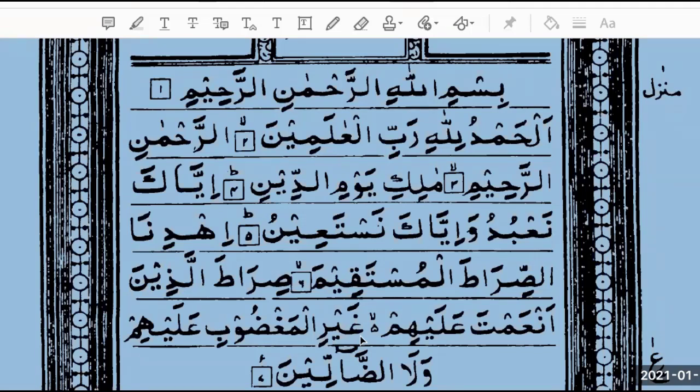Assalamualaikum. Walaikum assalam. A'udhu billahi minash shaitanir rajim. Bismillahirrahmanirrahim. Alhamdulillahi Rabbil Alamin. Ar-Rahmanir-Rahim. Maliki. All the haruful madda and the vertical signs are a little bit longer, 2 seconds. Maliki Yawmiddin. Iyyaka na'budu. No. Iyyaka.